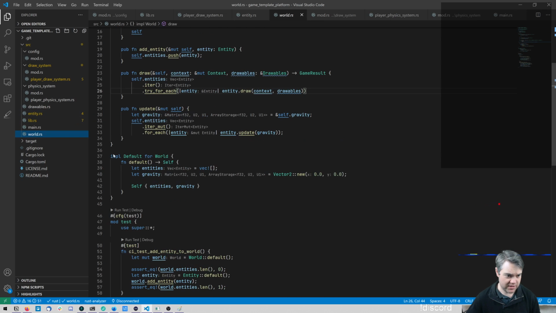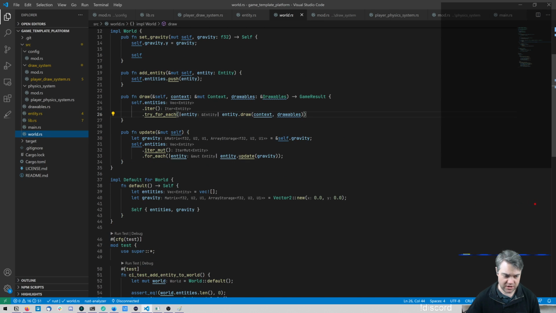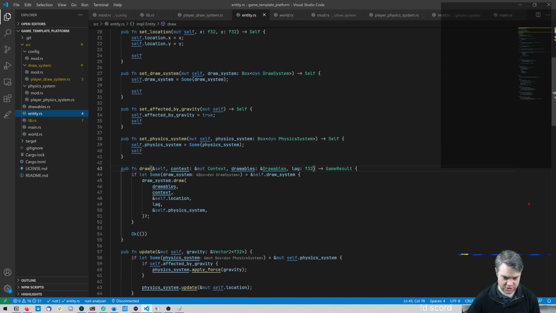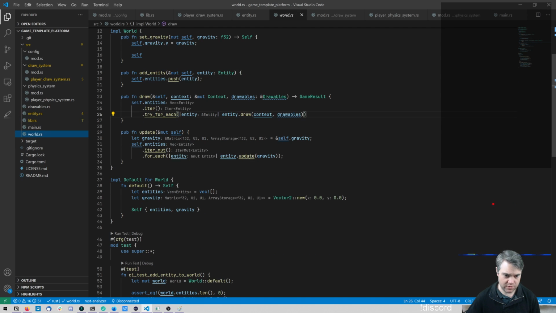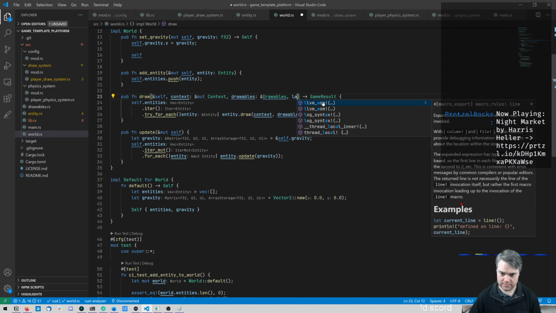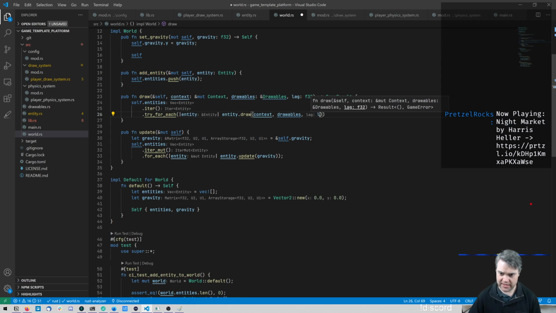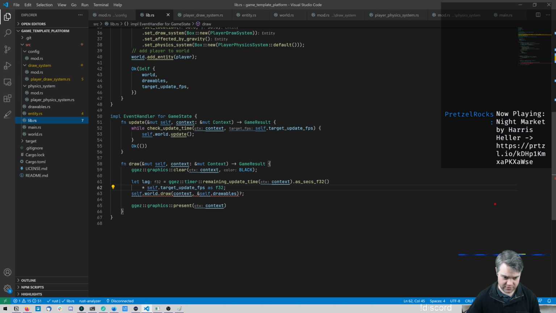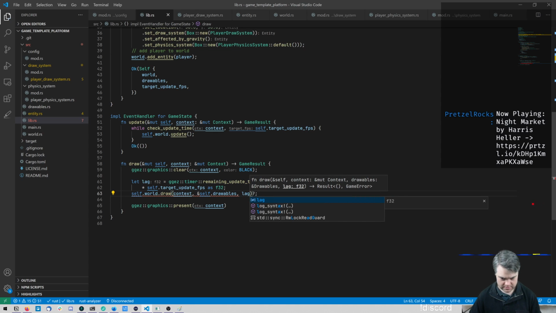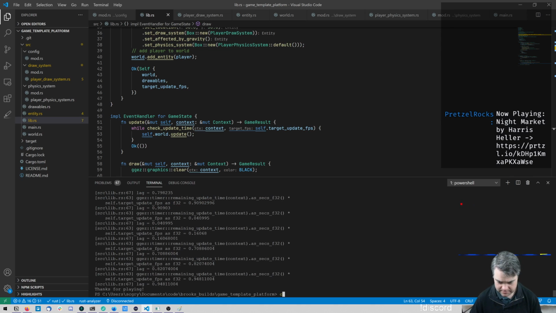So in the entity, we're at the world. And that means that was our draw, yeah. In the world, in our draw loop, we need the lag here. And then for each of our entity draws, we add in the lag. Then going back even further, go to the library. And for our draws, we have the lag, so we can just pass this in. Now everything should work. So let's go ahead and run this.